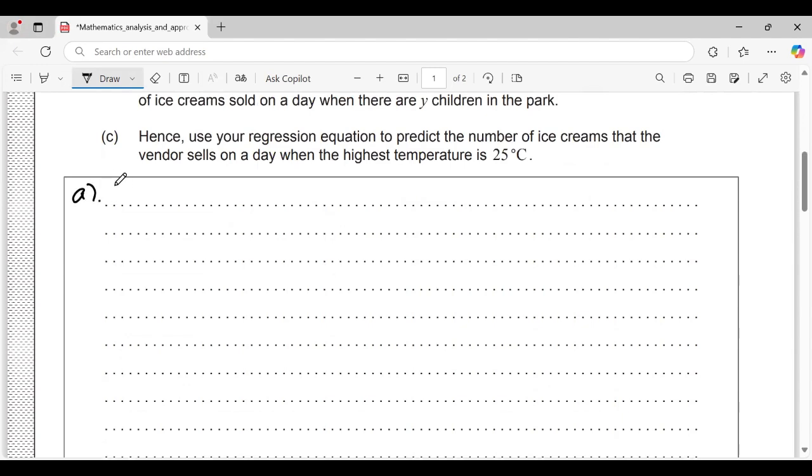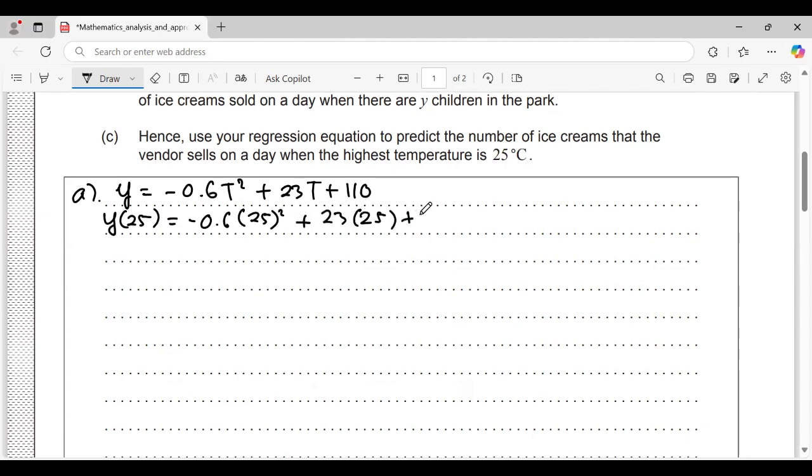A. The equation is y equals minus 0.6t squared plus 23t plus 110. So if t equals 25, it means y(25) equals minus 0.6 times 25 squared plus 23 times 25 plus 110. And if you calculate, the result will be 310 children.